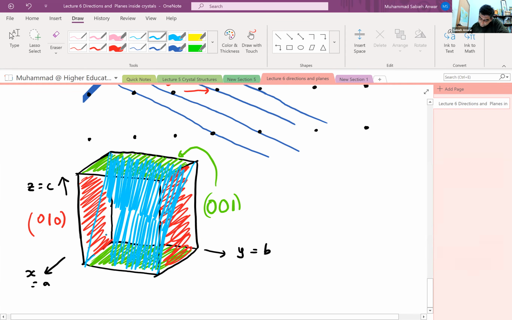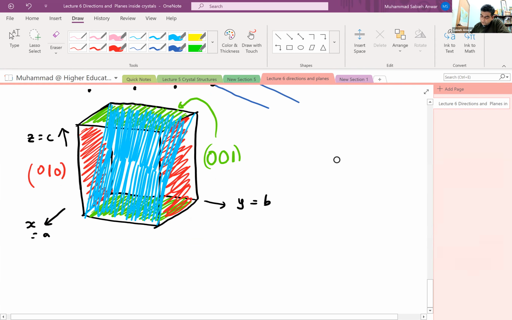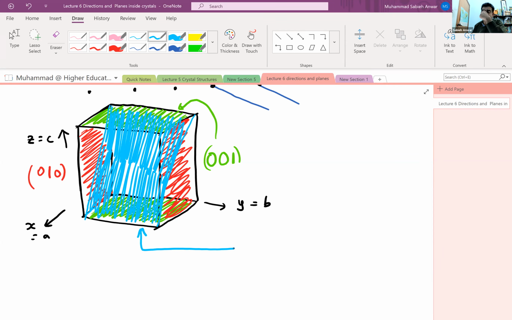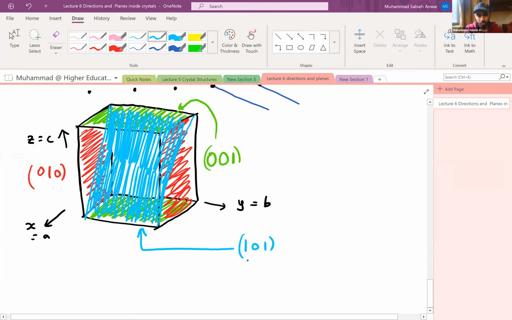So I connect two diametrically opposite edges. So I get a slanting plane. Could you identify what the Miller indices of these planes would be? So when I move... 1, 0, 1. So in the entire crystal, I will have many 1, 0, 1 planes of this kind, a family of planes.